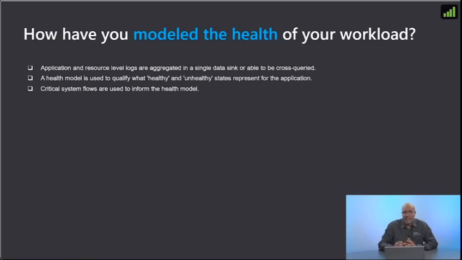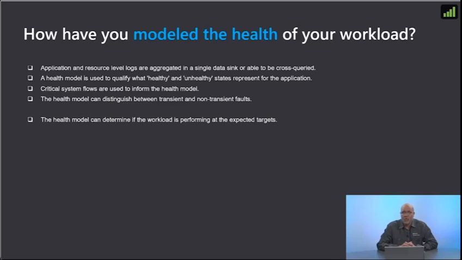The health model can distinguish between transient and non-transient faults. That's our next question. The health model should clearly distinguish between expected transient but recoverable failures and a true disaster state. The health model can determine if the workload is performing at the expected targets. The health model should have the ability to evaluate application performance as a part of the application's overall health state.